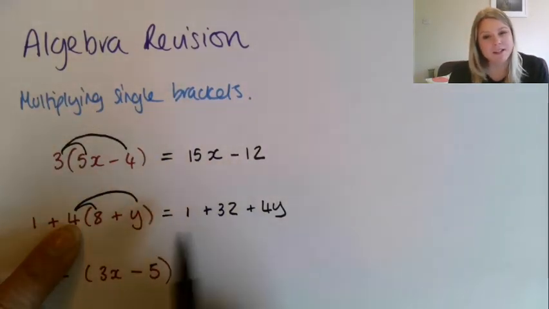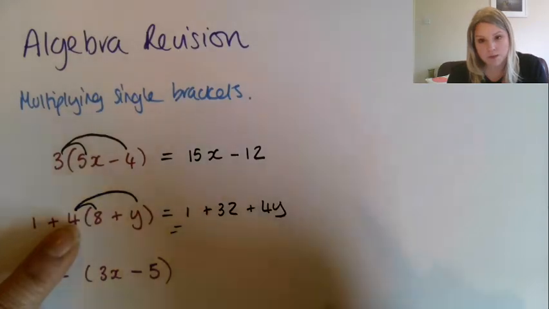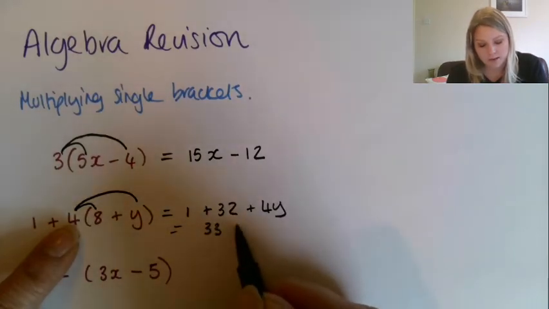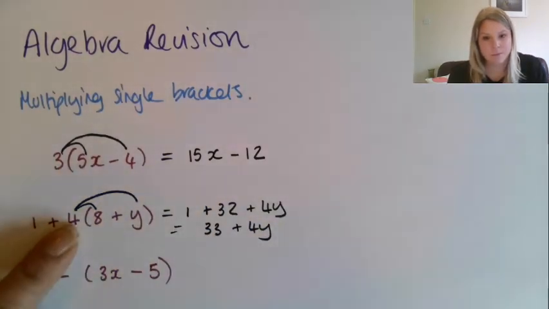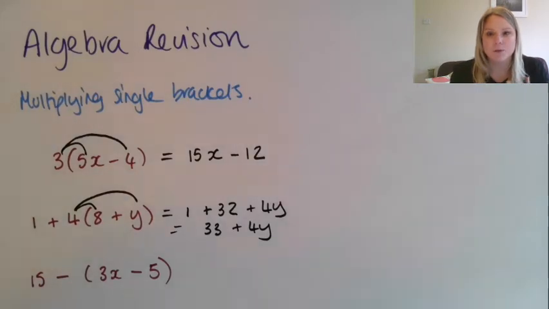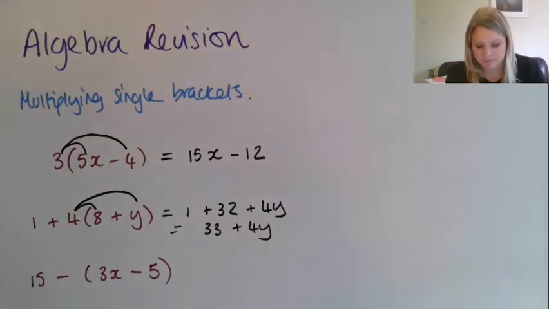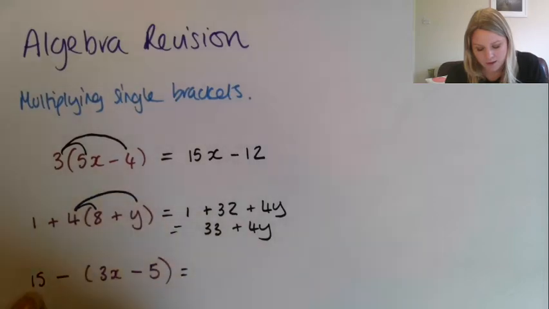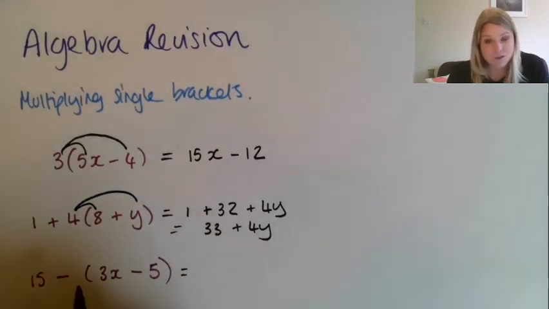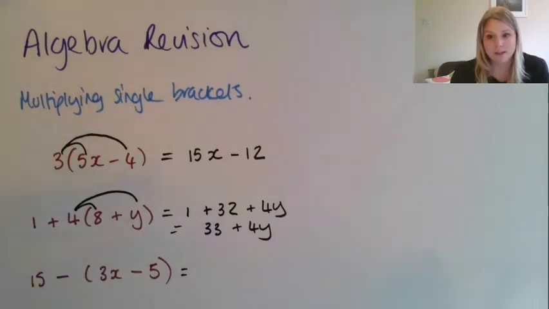And then with one like this, you would tidy up. So 1 plus 32 would be 33 plus 4y. And we can only collect like terms together, so terms which are of the same type. Okay. Last wee one here. Again, I've picked this one on purpose just to reiterate something. So 15 minus this bracket.